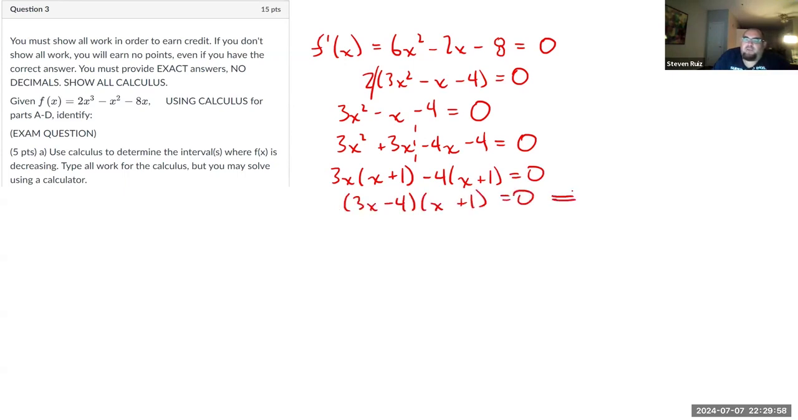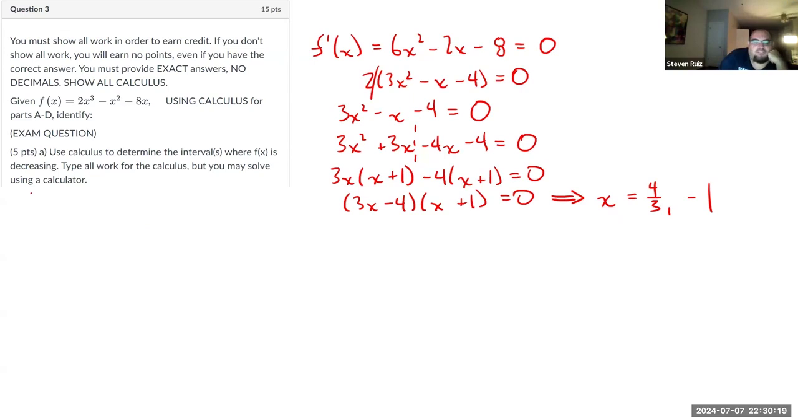So what does that tell me about my critical points? I have 2 factors equal to 0, so I can solve both these equations. One of them is going to give me x equals 4/3. The other one is going to give me x equals negative 1. So I have found my critical points, which will come in handy later for one of these other parts.